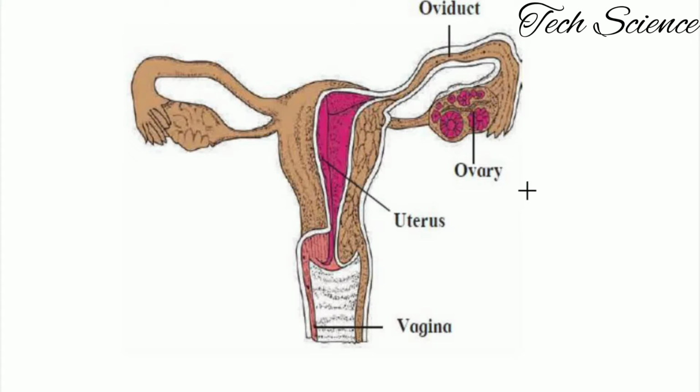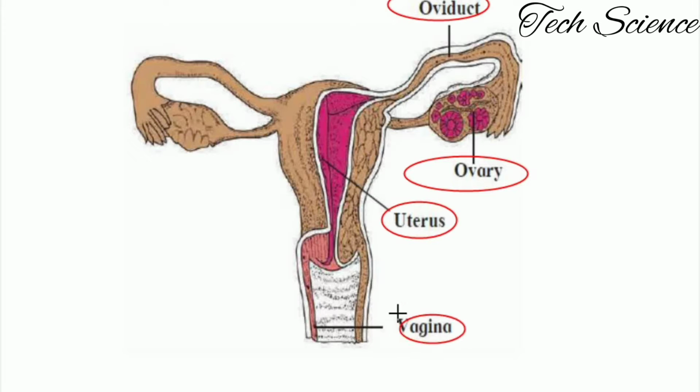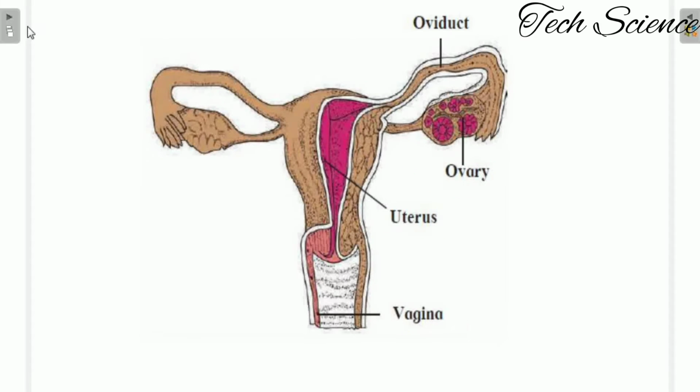The first part is called the ovary. Observe, this is the ovary. The second part is called the oviduct, nothing but the fallopian tube. The third part is called the uterus, and the fourth part is called the vagina. So the human female reproductive system is divided into four parts. Number one, ovary. Number two, fallopian tube, also called the oviduct. Number three, uterus, and number four, vagina.